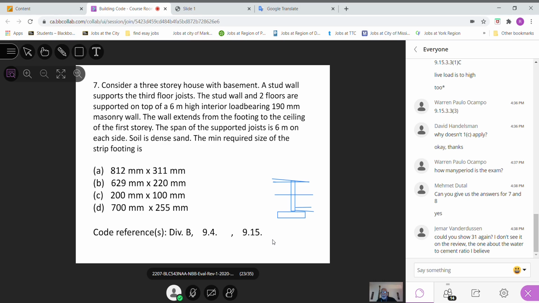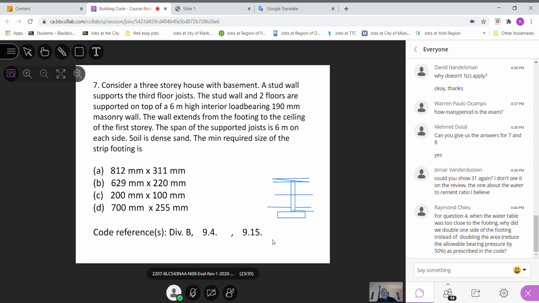Once you erase this, the whole thing goes away. We have a floor here. And the question, so this is 6 meters high, so therefore you probably have 3 meters of basement and 3 meters in the floor above. Or double the whole footing width, which is rectangular or square. Okay, so above this we have the stud wall supports 2 floors. Okay, so we have 1 floor.